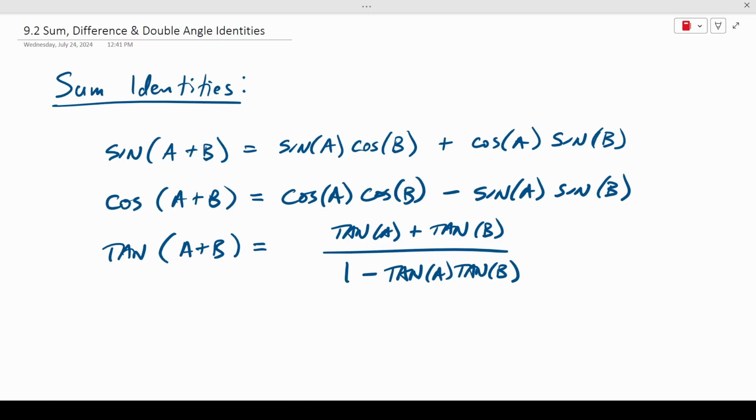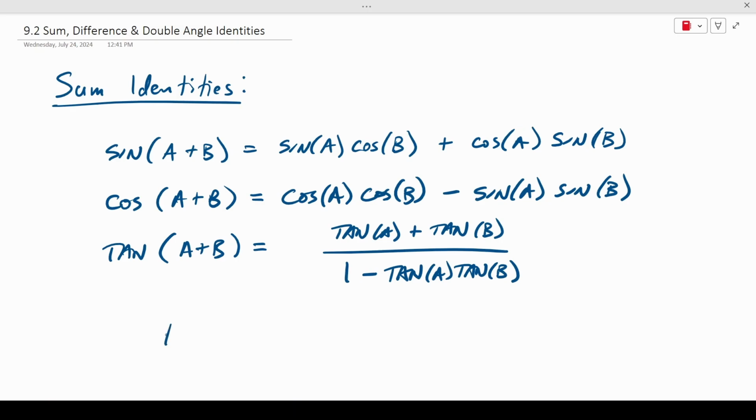Sine of a plus b equals sine of a times cosine of b plus cosine of a times sine of b. Notice how the arguments in cosine and sine swap there. Cosine of a plus b is cosine of a times cosine of b minus sine of a times sine of b. And tangent of a plus b is tangent of a plus tangent of b over 1 minus tangent of a times tangent of b. Okay, these are called the sum identities.